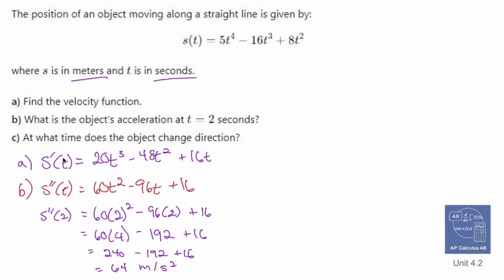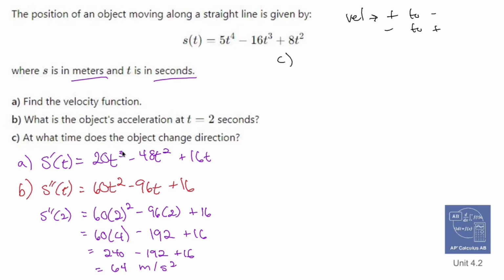Now, the third question is going to be the grossest one of the three. At what time does the object change direction? Now direction changes when velocity either goes from positive to negative or negative to positive. Positive velocity in this case means you're going to the right. Negative velocity means you're going to the left. So if you were to go from right to left, that means you just changed direction. So I care about what we did in problem A and finding out where that happens. Now that's going to happen at a critical point. In this case we might have 2 critical points, maybe even 3. So we need to find those critical points.